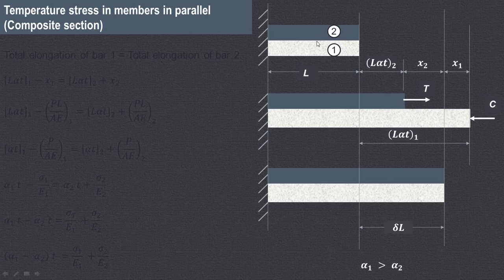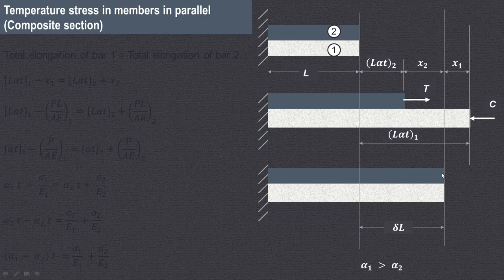But when they are heated as a composite section, then they are able to expand up to this particular level. In other words, this material 2 will be in tension because it has to expand up to this point when it is acting as a composite member, whereas the material 1, which is having the more value of thermal coefficient of linear expansion, will be in compression because it has to be compressed up to this level.